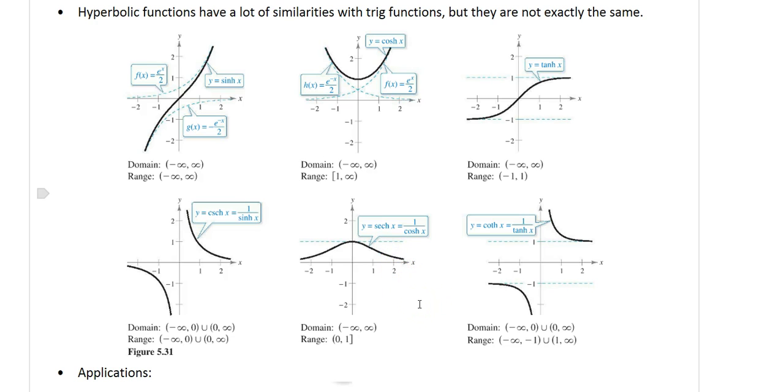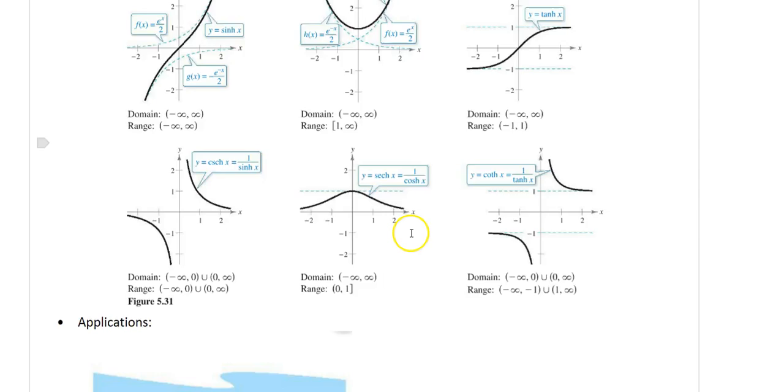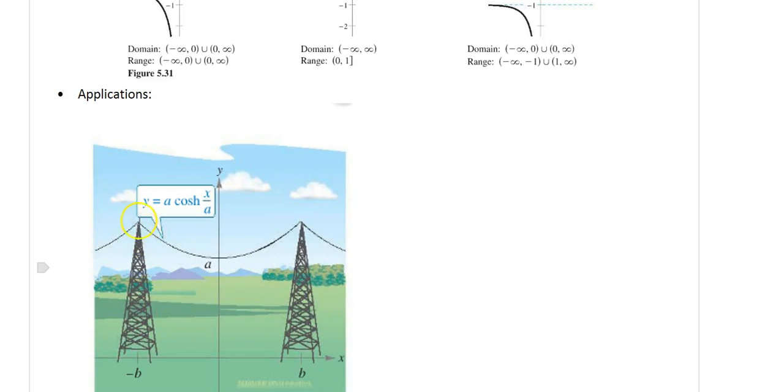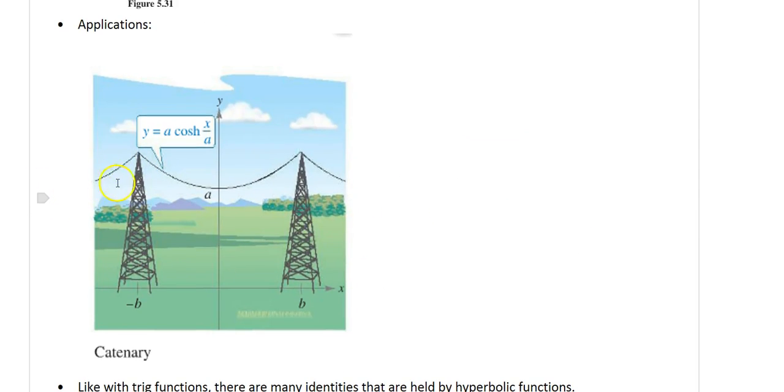Now, these functions show up in a lot of applications. Pay attention to this graph right here, the hyperbolic cosine. This is an example of what's called a catenary. You can model a wire that's strung between two points at the same height and then dips with gravity. This is actually a hyperbolic cosine if you wanted to model that wire.